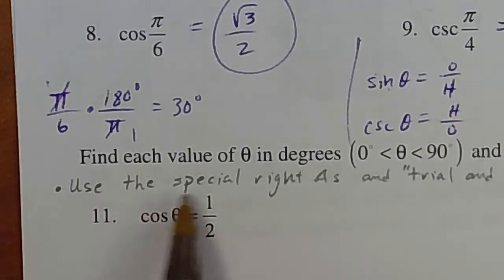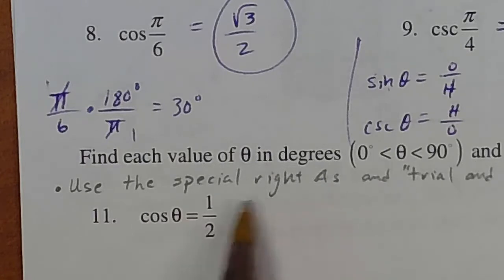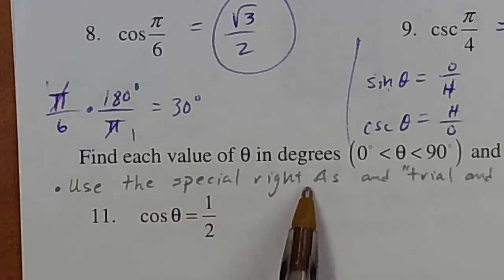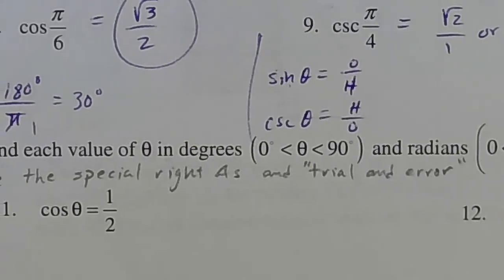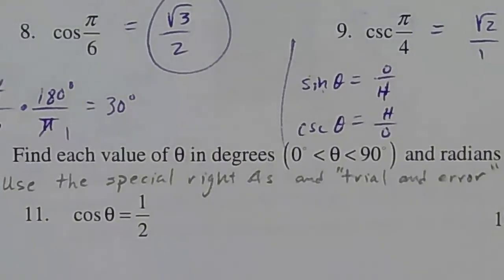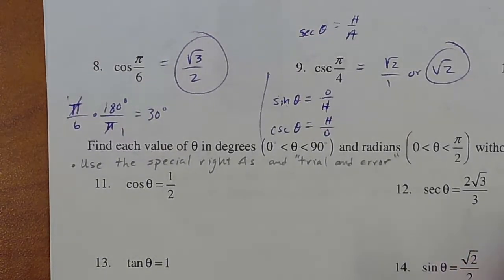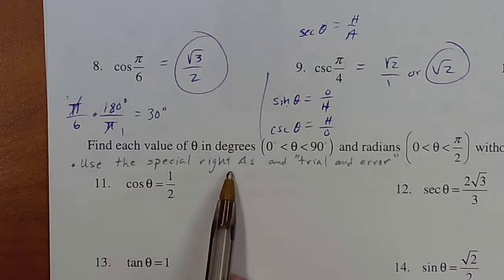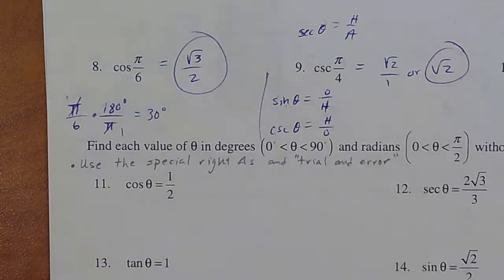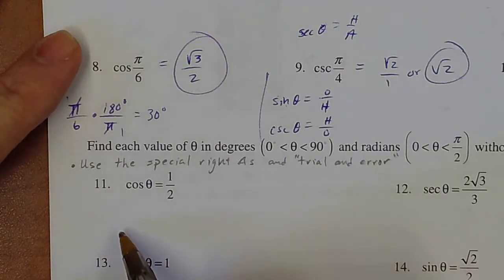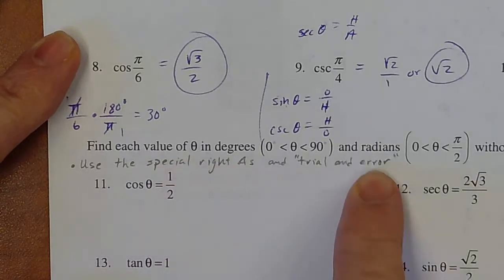We're going to use the special right triangle still above, okay? So use the special right triangles and trial and error. It's not a lot of work to show for these. If any work, you would show on maybe your OTI or your quiz the special right triangle you're using. They're right above. I don't need to write it down. I just wrote down what I did.